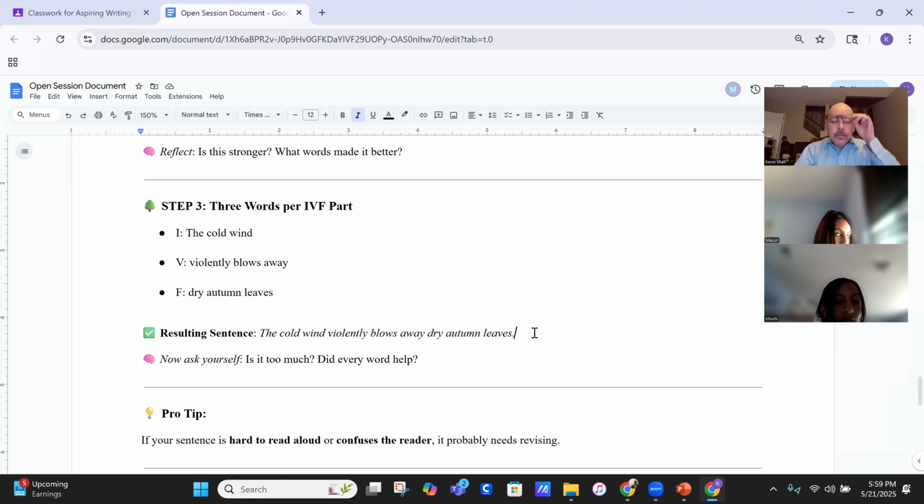It establishes a more structured sentence frame, with descriptive words in the context. Yeah, descriptive words here. Do you feel like if you were telling a story that every word counts? The cold tells you the temperature, right? So that's necessary. The wind is obviously necessary because we need to know what's blowing. Violently tells us how it's blowing. Blows is the main verb.